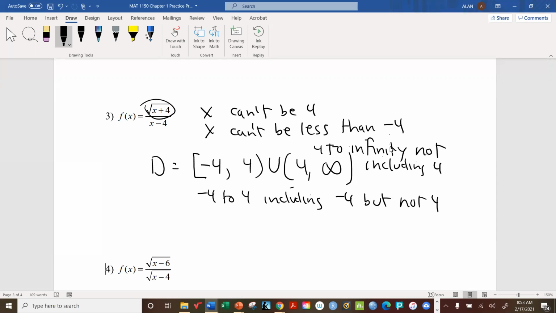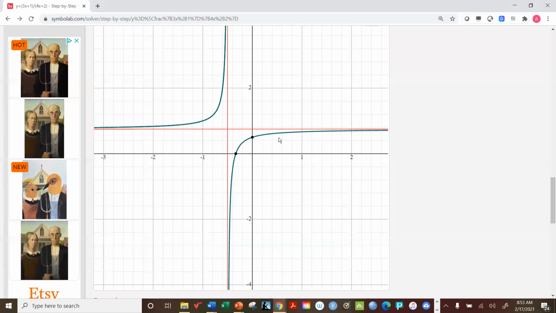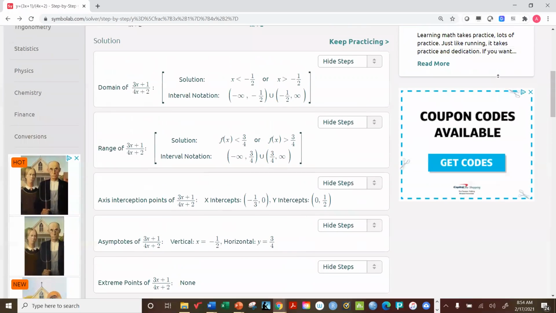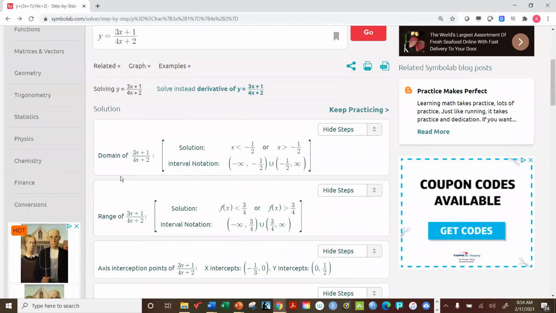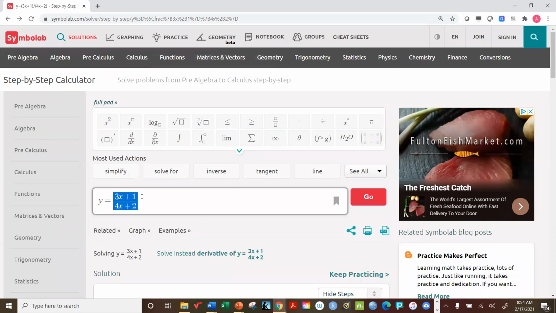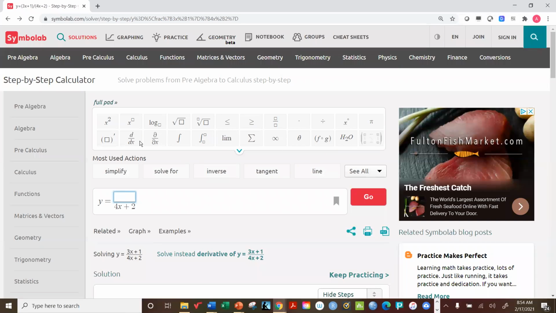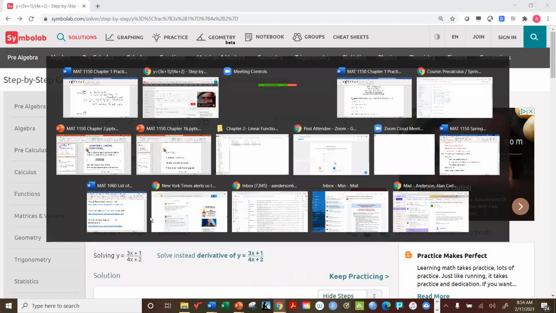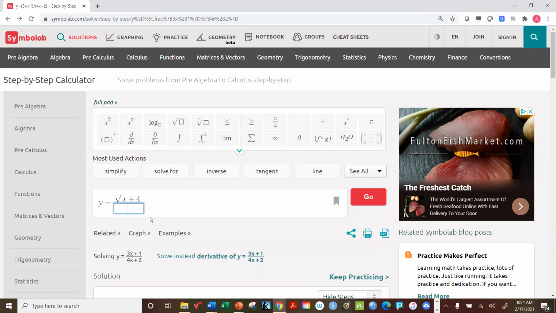Oh, I can't wait to see what this thing looks like. Oh, it's going to be a mess. All right. Square root of x plus 4 over x minus 4.